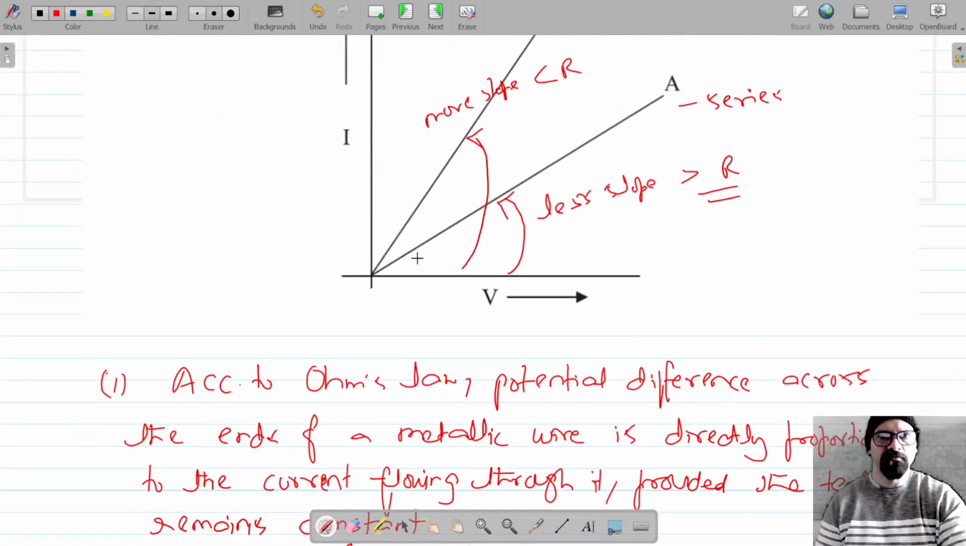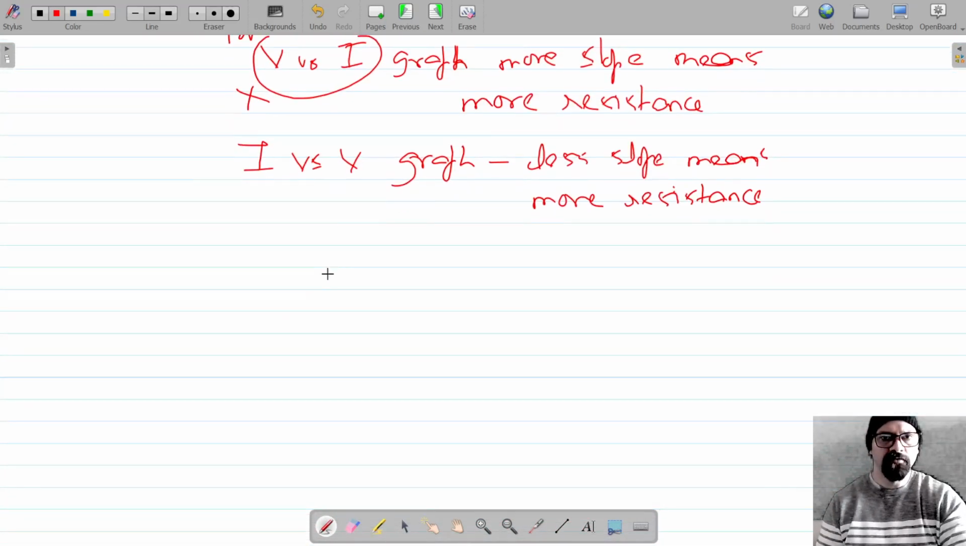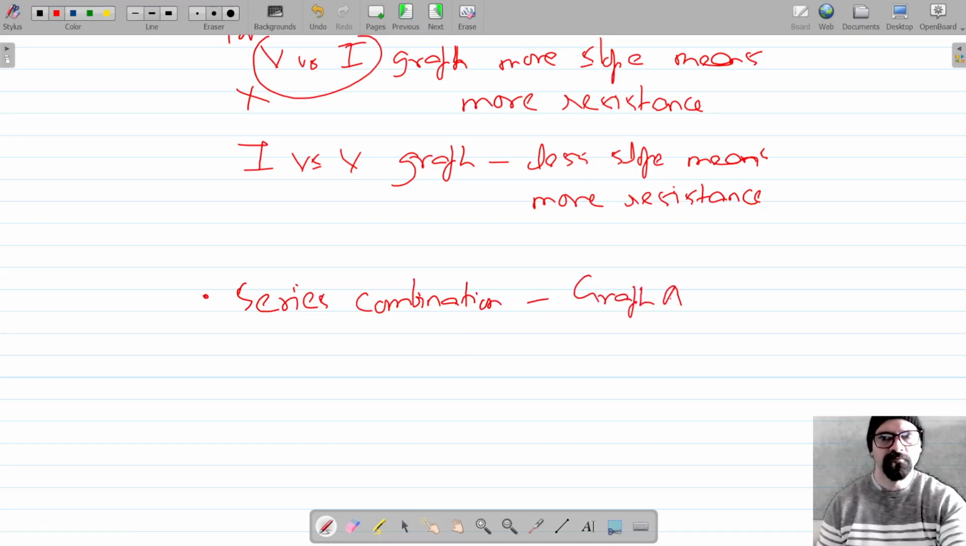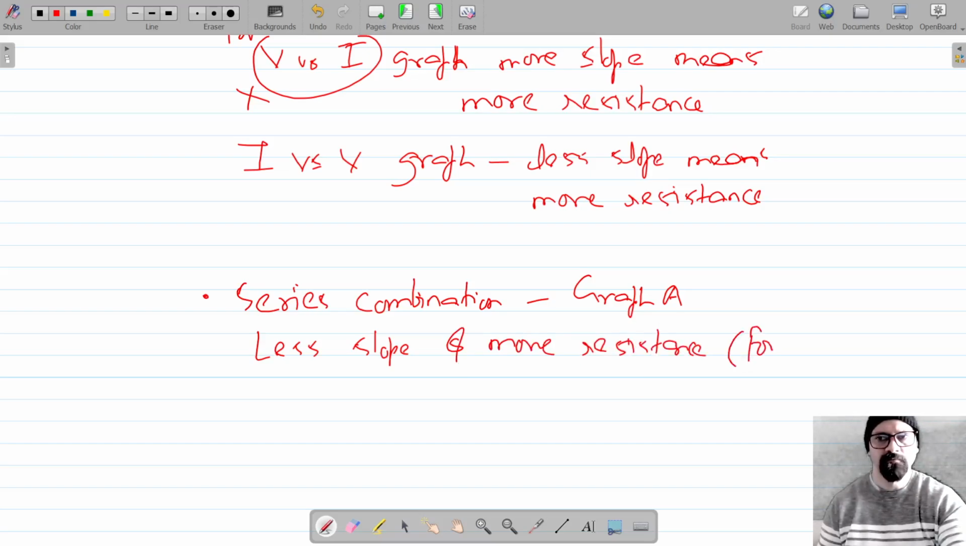Okay, so let's write down the answer now. What is the answer? So the series combination is graph A. We can say that for series combination, it's graph A: less slope and more resistance for the I versus V graph. The parallel combination is B.